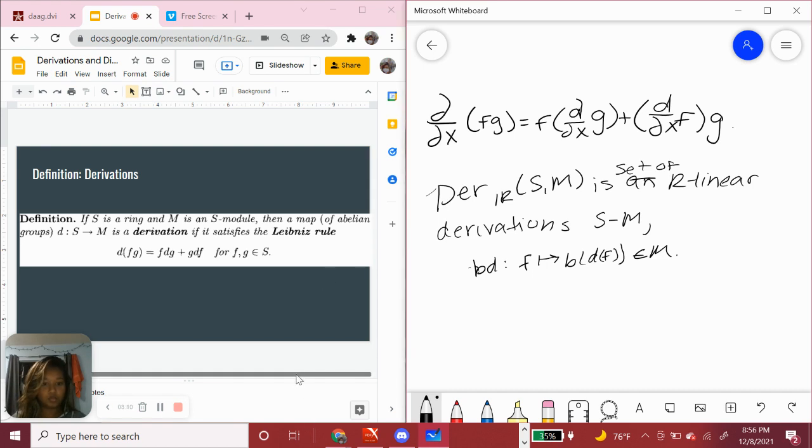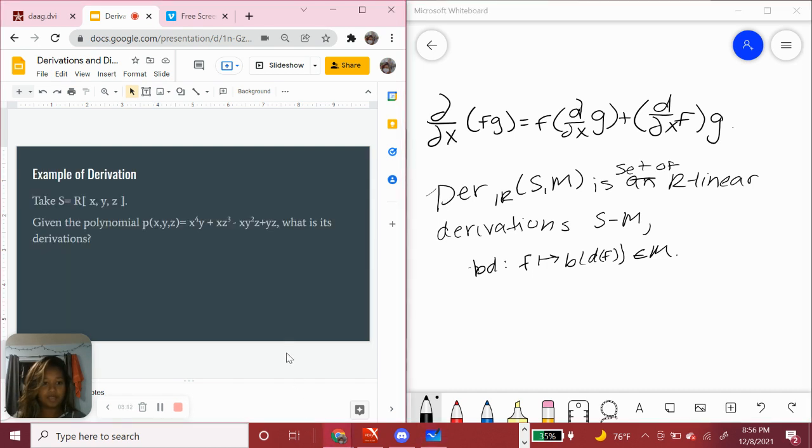Let's do the next one. Okay, so we're going to do an example of a derivation. Take S to be the ring of polynomials in x, y, and z over the reals. Given the polynomial p of x, y, z to be x to the 4th y plus x z cubed minus x y squared z plus y z, we want to know what its derivations are.